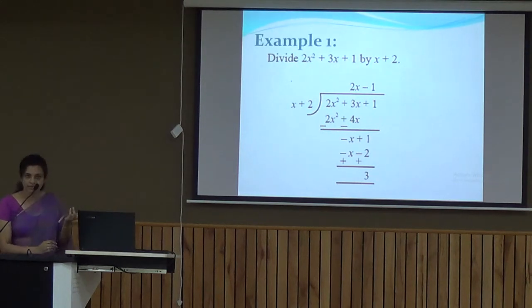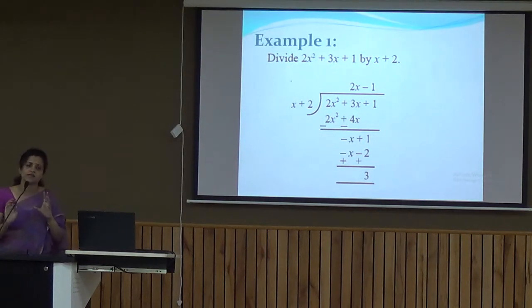Then we subtract as usual and you get 3x minus 4x, minus x, and plus 1 comes down, and we get minus x plus 1. Now what do I need to do to x to make it minus x? Yes, I need to multiply by minus 1. So you get 2x minus 1 as a quotient and 3 as a remainder. Now this is something that you've already done in class 8 or class 9 also. 3 is a remainder here.